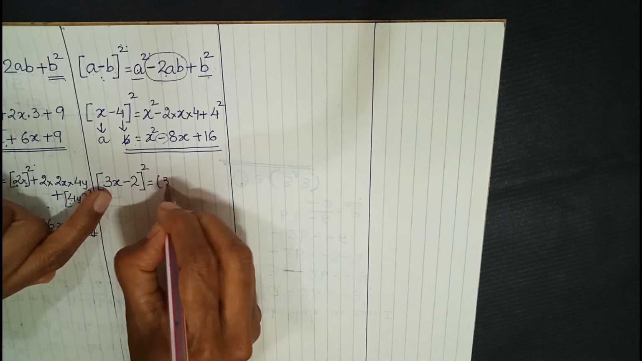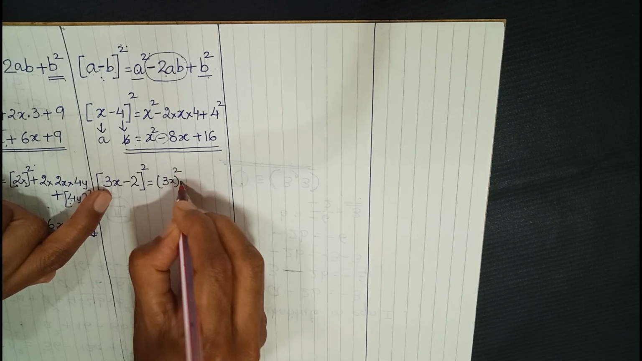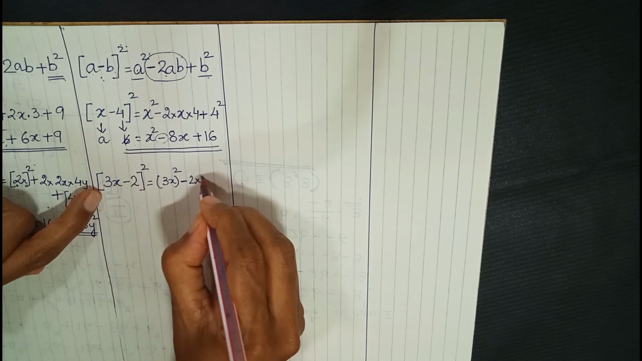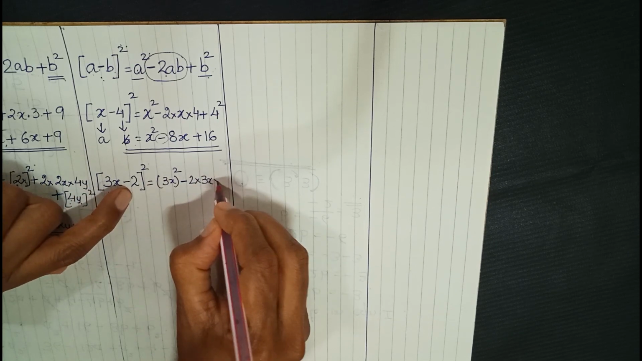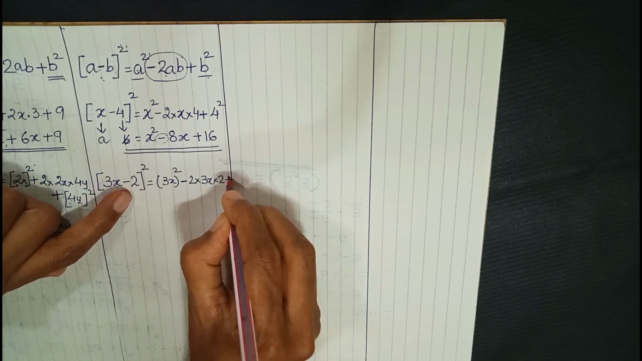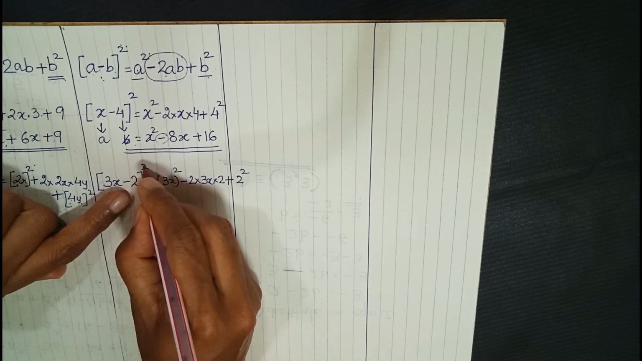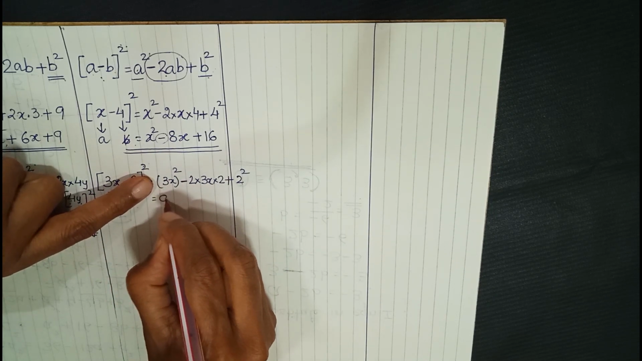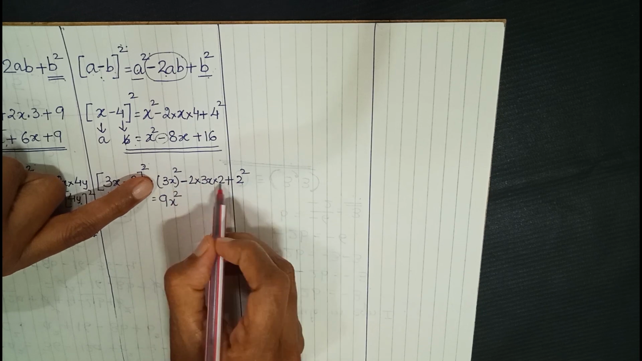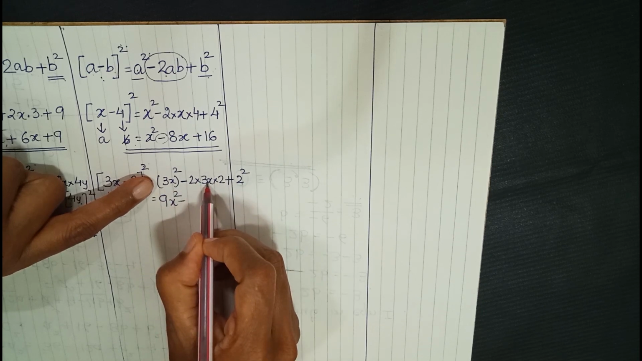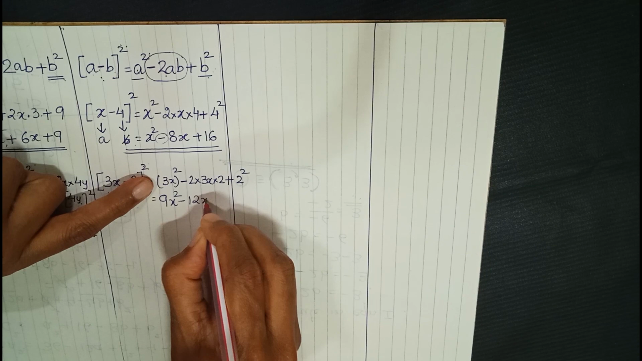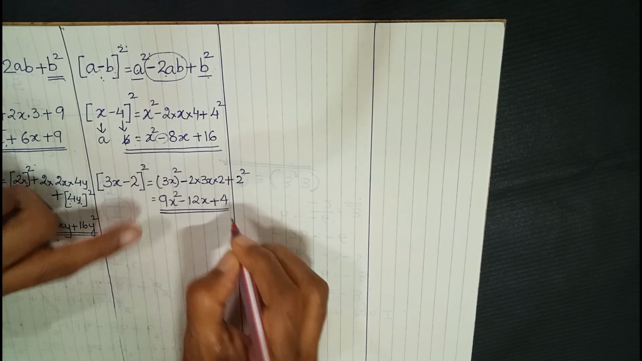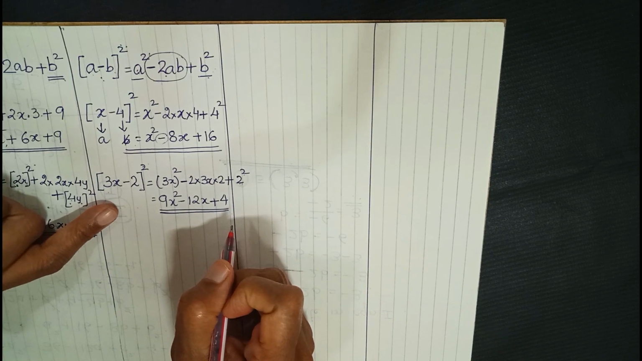So my a is 3x square minus 2 into a, a is 3x, into b, b is 2, plus 2 square, that is b square. So now we square both the terms inside the bracket. So it becomes 9x square, and we multiply all these numbers. So 2 3s are 6, 6 2s are 12, 12x, and 2 square is 4. So this is how you get an expansion of a minus b the whole square.